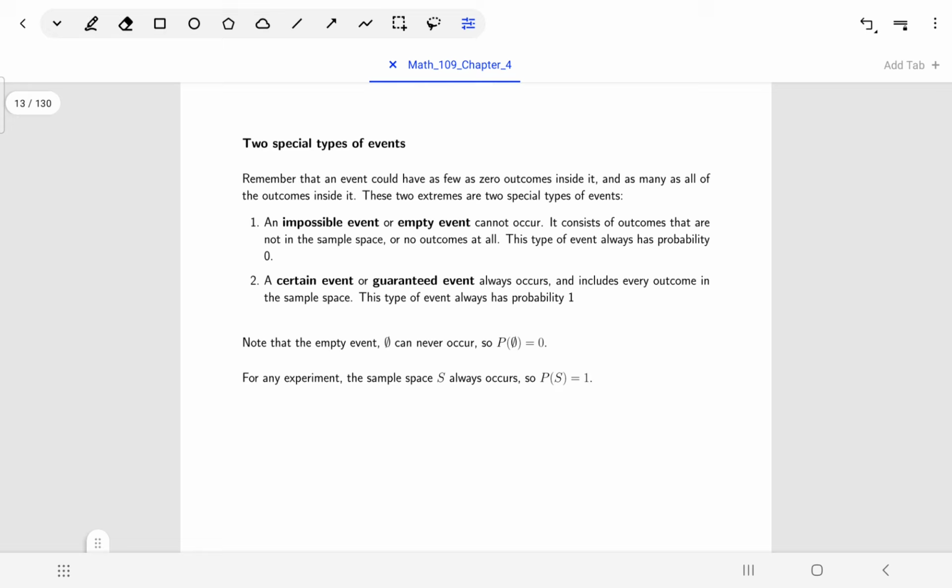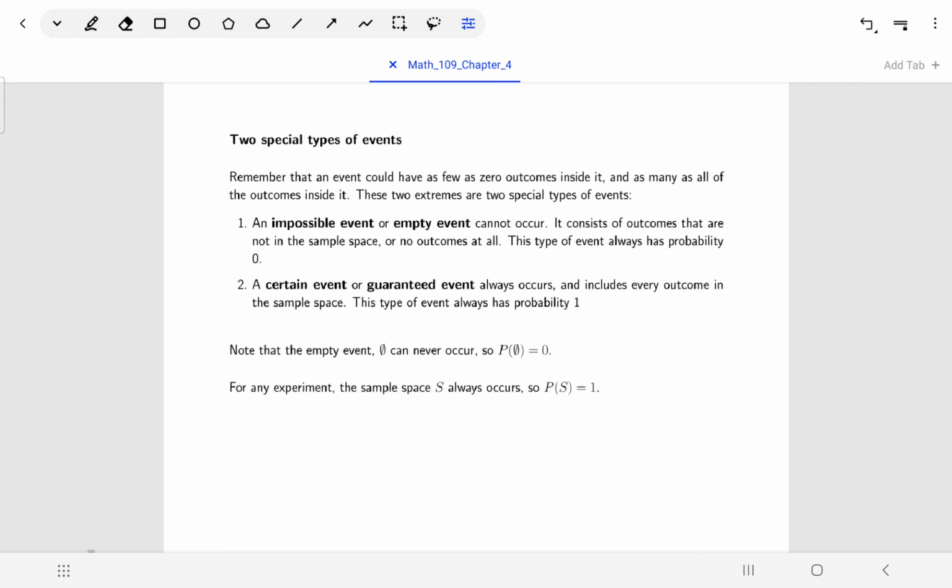Welcome back. In the last part of this section, we're going to introduce a few more definitions. Remember that I said that an event is basically just a set. And we know from chapter 3 that sets could be as little as having 0 things inside them, if they're the empty set, or they could be as big as having everything inside of them, if we're thinking about the universe. The same thing is true for events.